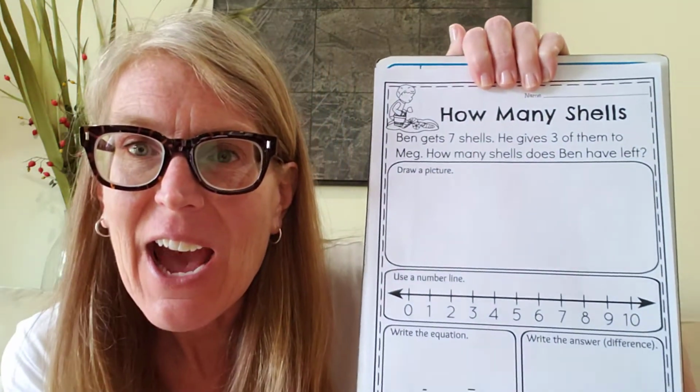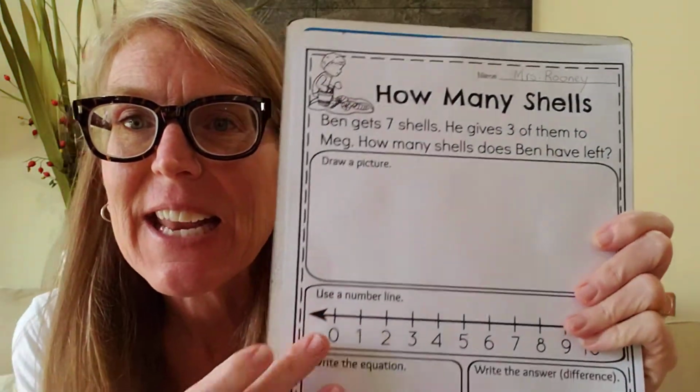We're going to do another little bit of summer fun, but this time we're going to be working on math. So we're going to work on a number line again. So I'm going to ask you to have out this sheet. How many shells? Okay, and go ahead and write your name up at the top of the paper, just like we always do. All right.